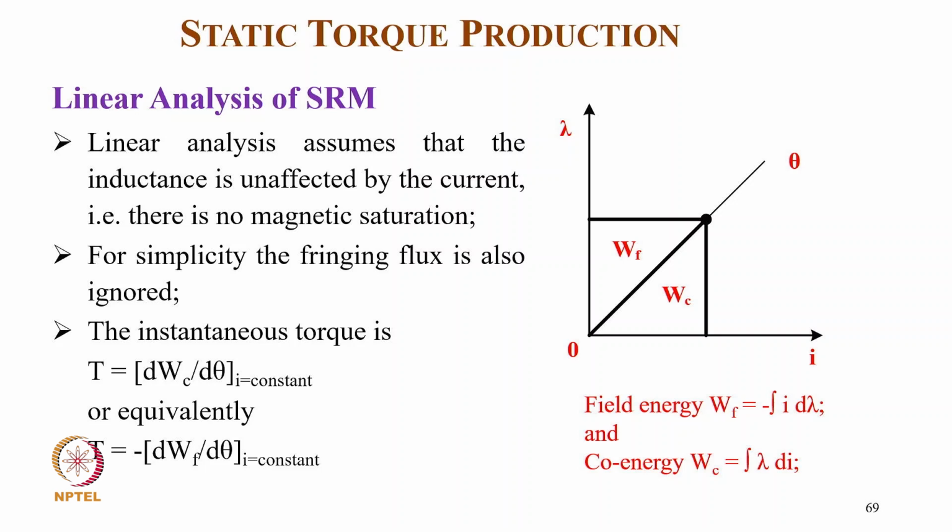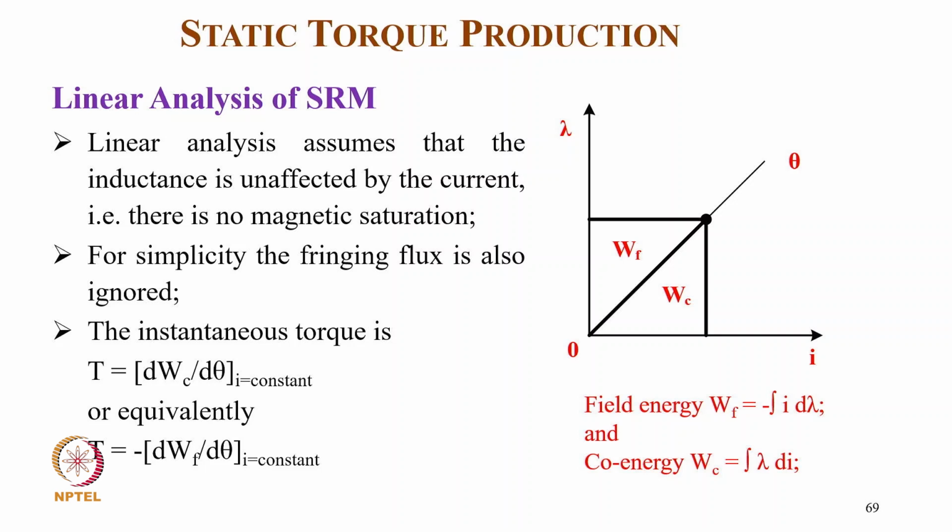So now coming to the linear analysis of reluctance motor. The linear analysis assumes that the inductance is unaffected by the current, there is no magnetic saturation. So for simplicity, the fringing flux is also ignored. The instantaneous torque is T equal to d Wc upon d theta at I constant, or equivalently T equal to minus d Wf divided by d theta at I constant.